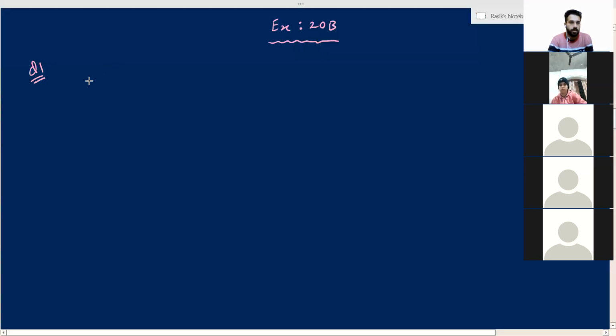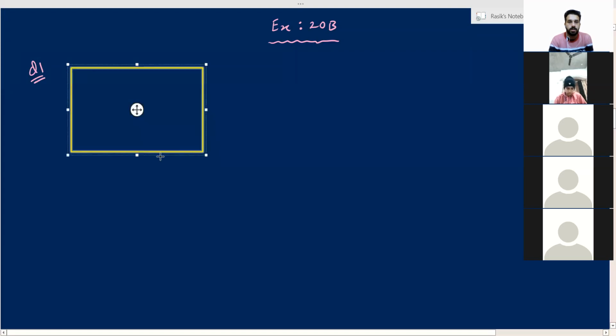So exercise 20B question number one. A rectangular grassy plot is 75-meter long and 60-meter broad, like this. This is a rectangular grassy plot which is 75-meter long and 60-meter broad. It has a path of width 2 meter all around it on the inside. So this plot has a path all around in the inside.